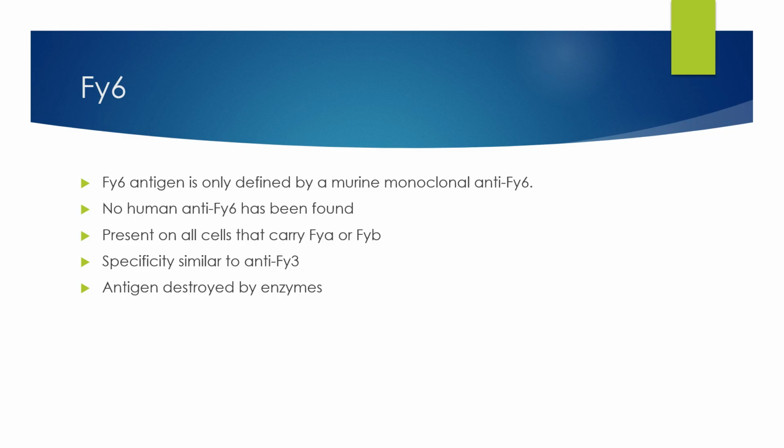The Duffy 6 antigen has only been defined by a murine monoclonal anti-Duffy 6. To date, no human anti-Duffy 6 has been found. Anti-Duffy 6 has a specificity similar to anti-Duffy 3. The Duffy 6 antigen will be destroyed by enzymes, unlike the Duffy 5 and Duffy 3 antigens.